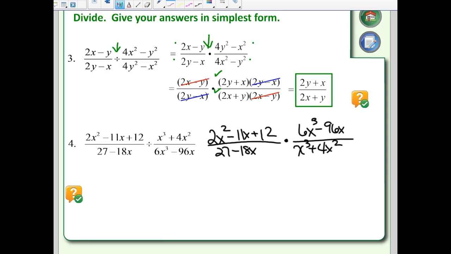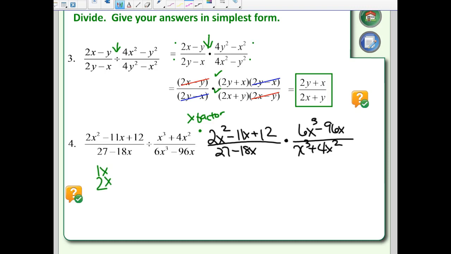Okay, so now let's do this one together. When I look at my very first numerator, I've got 3 terms. How do I factor 3 terms? Yep, X factor. Now, do I have a GCF there? No. So I'm going to go over here in extra space, and I'm going to X factor. So what are my factors of 2x squared? We've got 1 and 2, x and x.